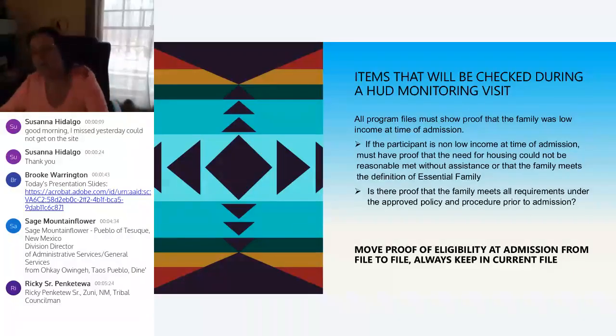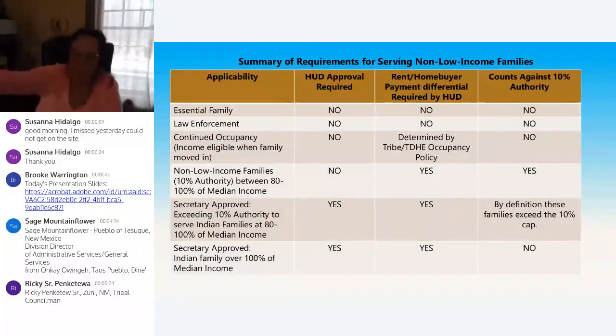Okay. Always move your proof of eligibility and admission from file to file and keep it in the current file. Sometimes, when you're in a program 20 and 25 years, you'll have recipients that are in there that long. And their files start to get really big, and you end up moving them to another file and consolidating and storing all that other information somewhere else. Well, the proof of eligibility has got to go with them.